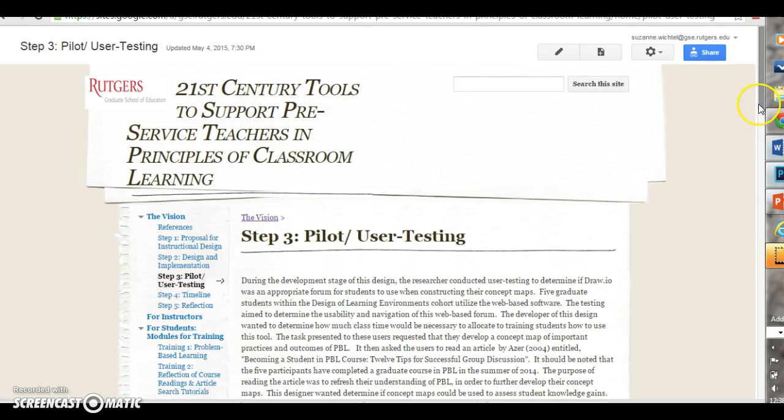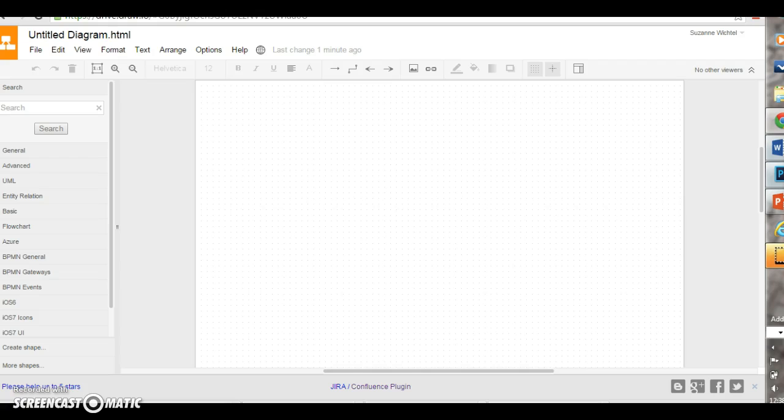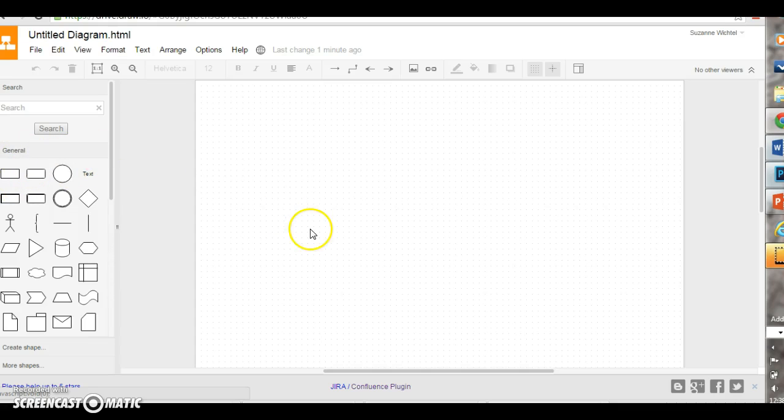I conducted a user testing using some of my cohort members in my other class, and I had them use my forum of Draw.io to develop concept maps of their own. They did a really good job. There were some issues with navigating the system at first. I really didn't give them any prior instructions other than having them develop a concept map on problem-based learning.